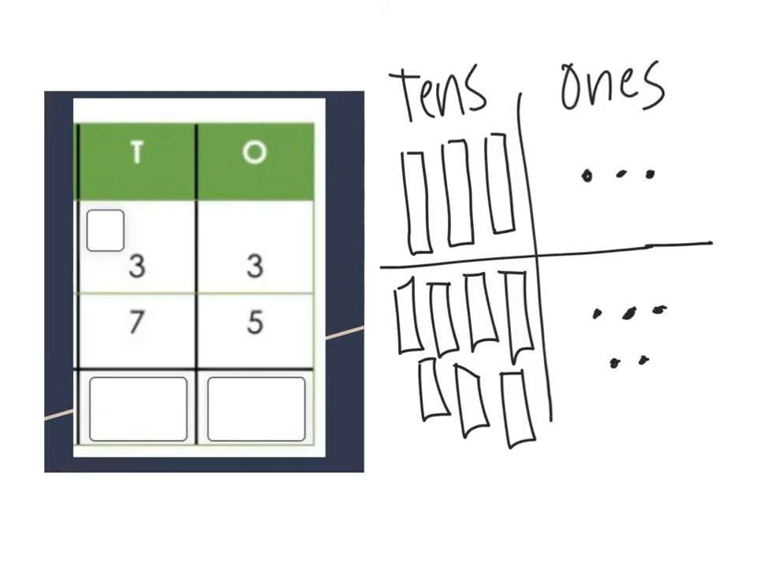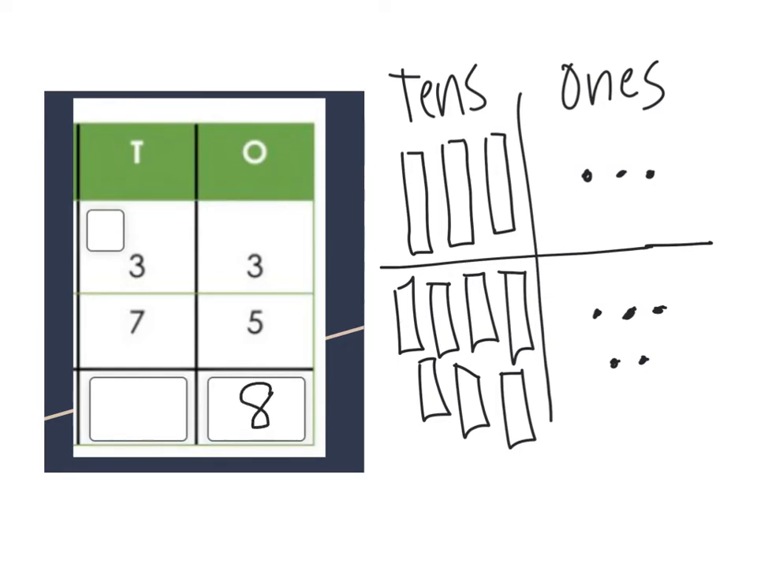Okay, so we're going to look at the ones place first here again. So if we look at the ones, we have 3 here and then 5 here. If we count those up, we have 1, 2, 3, 4, 5, 6, 7, 8. Well, 8 is just one digit, so that means that we can put that in the 1 spot.